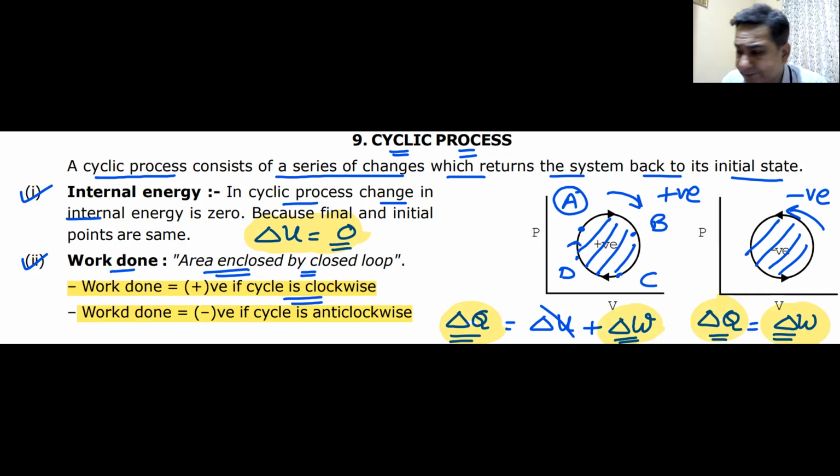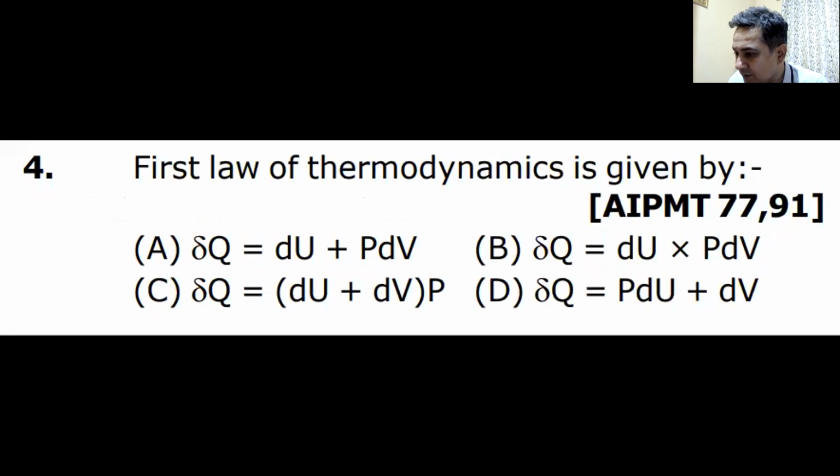Have you noted down, bacha? Yes. Then comes my favorite thing, and this is question and answer. As you can see, we study a lot, but the questions and answers are pretty straightforward. This is the first question. First law of thermodynamics is given by which of the following? A, B, C, D, 1, 2, 3, 4. And I'm waiting for your answers.